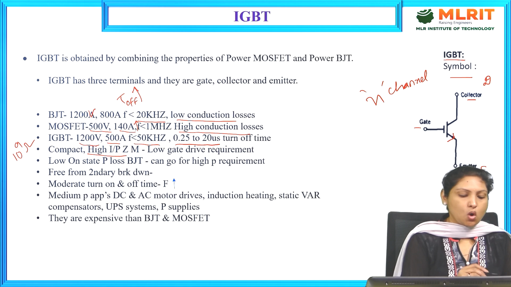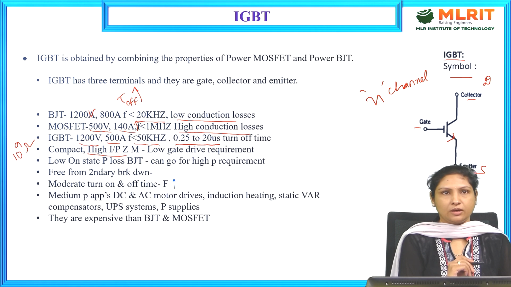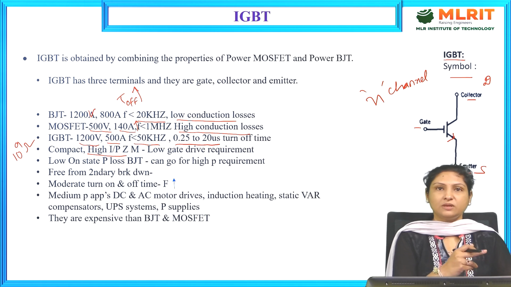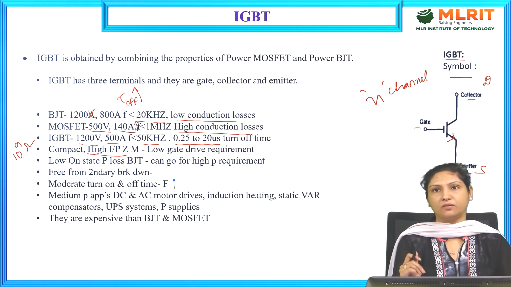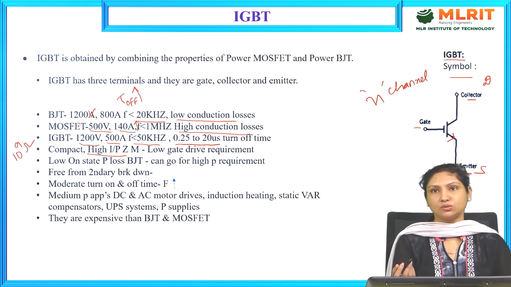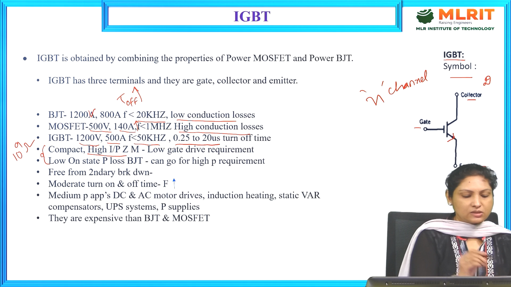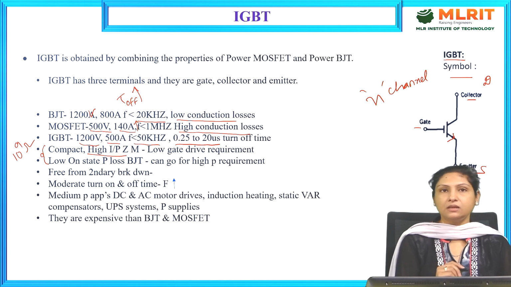And low on-state power loss is there in BJT. So we can go for higher power requirements because of the low on-state power loss similar to that of BJT. That is the reason for IGBTs we can go for higher power requirements. We can meet high power requirements if we make use of IGBT. So it has the advantages of both MOSFET as well as BJT, and it is free from the secondary breakdown problem which was there in BJT.